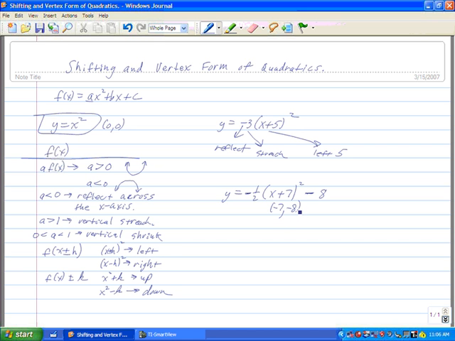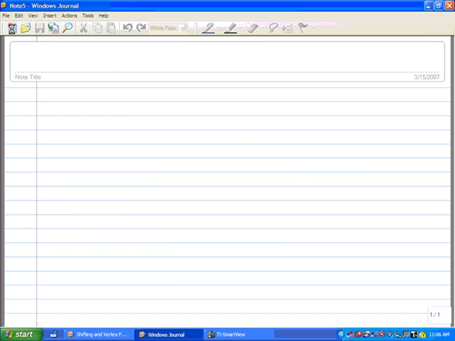Problem is, though, sometimes we run into quadratics and it's not in this vertex form. So how do we get it there? Well, the easiest way, the pencil and paper technique, is completing the square. Let's say we had f of x equaling x squared plus 8x minus 9. Well, we need to complete the square so we can get it into the vertex form.